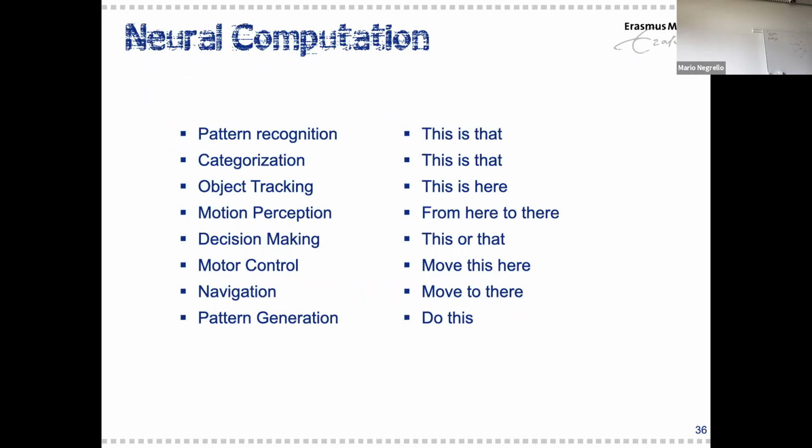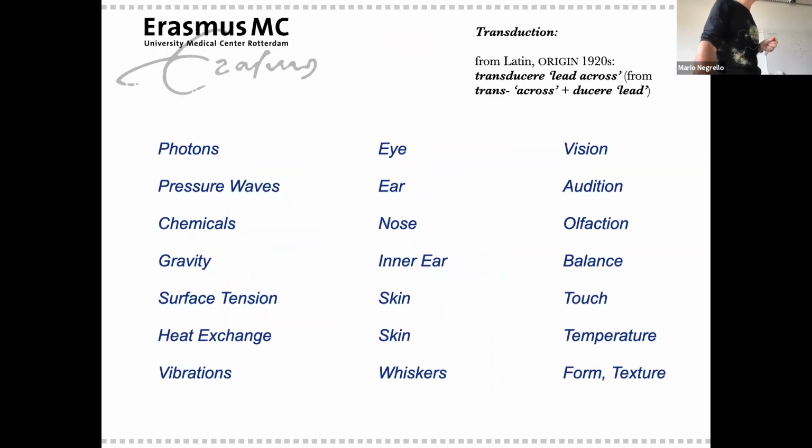when we were saying cognitive neuroscience includes the functions that we know we perform, the outlines that we might explain via pattern recognition, categorization, object tracking with your eyes, motion perception, something is moving, decision making, motor control, navigation, pattern generation. All of these are things that you might think that balls can do if appropriately wired, if appropriately thought of.